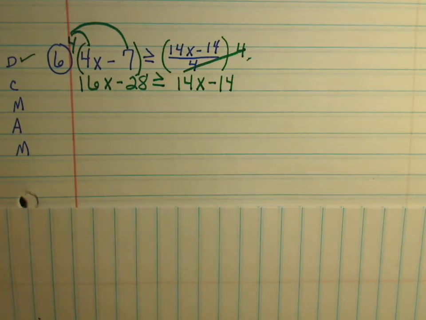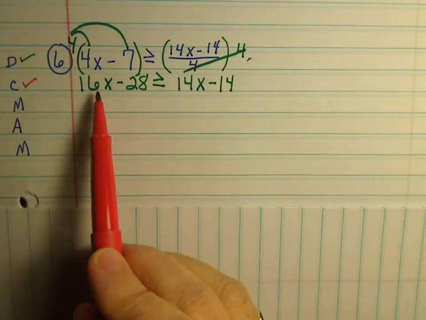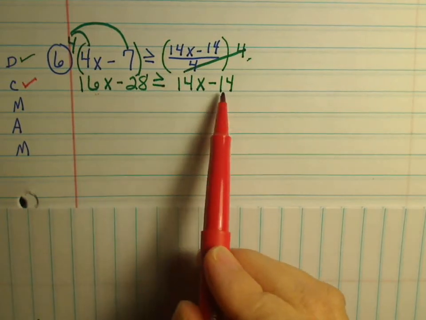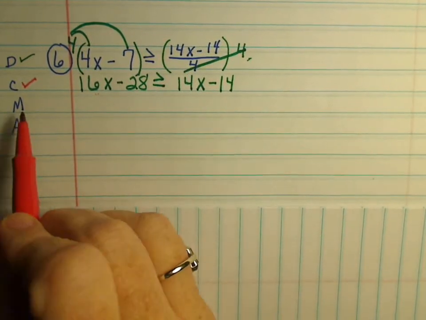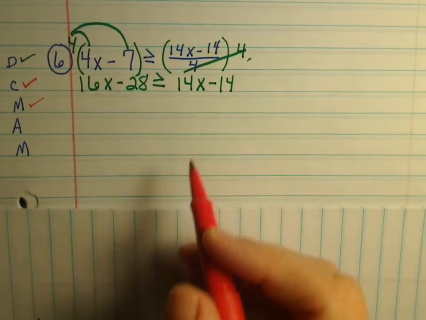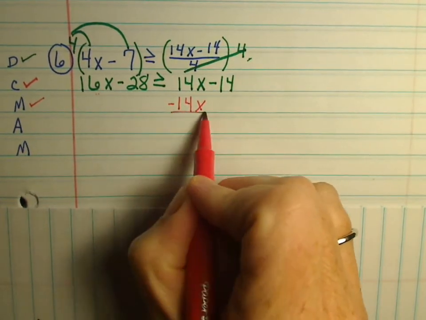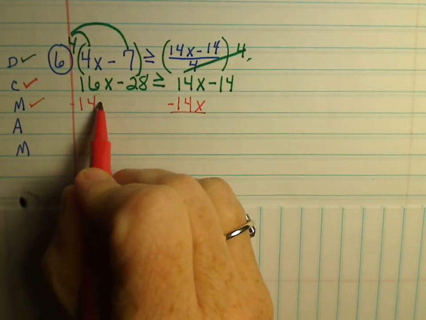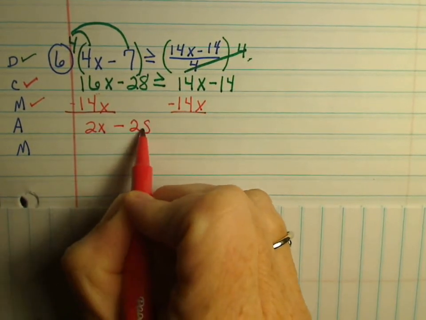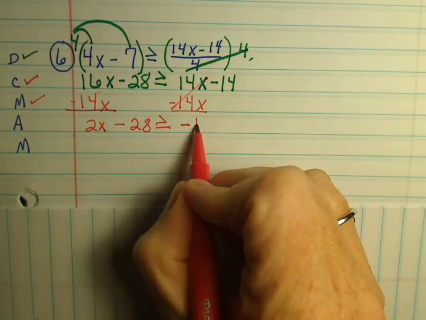Okay, and my next step here is to combine like terms on either side. I can't combine those, that's a variable and that's not, so I'm going to go to the next step, and that one is to move all the variables to the same side. I'm going to move the smaller one, it's positive, so I'm going to subtract 14x from both sides. That gives me 2x minus 28 is greater than or equal to, those cancel, and I have a negative 14.